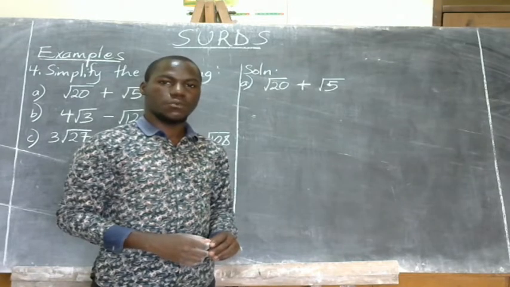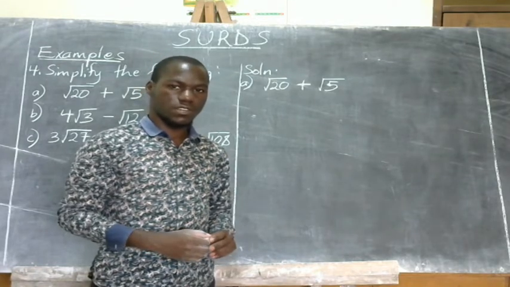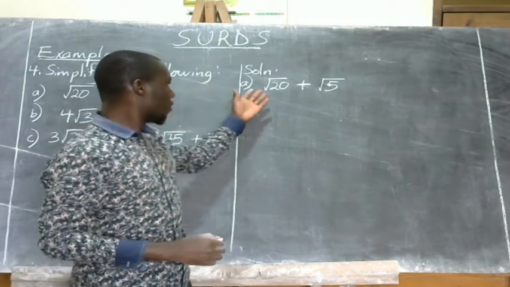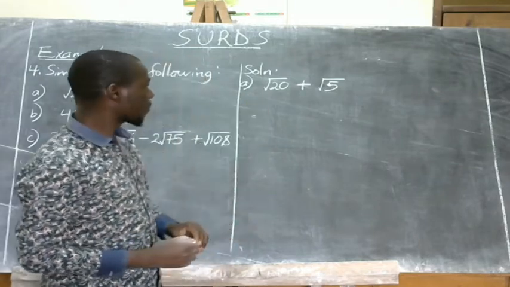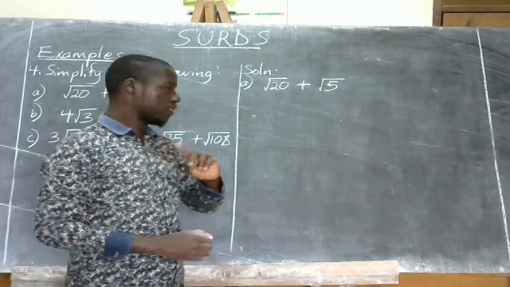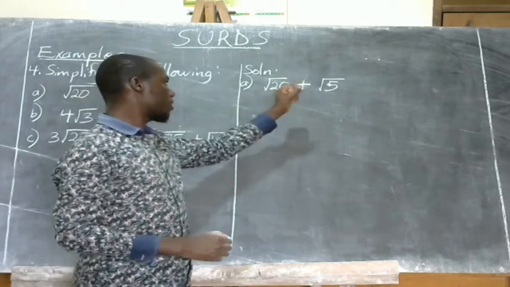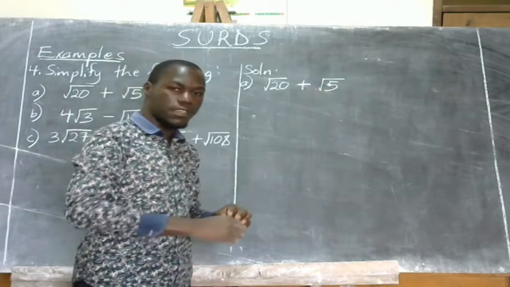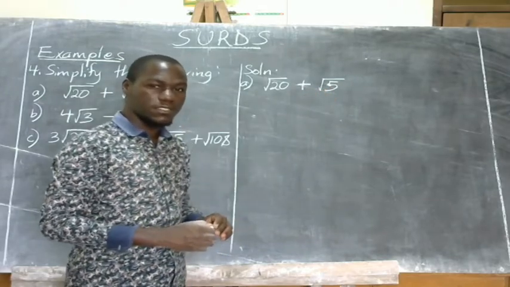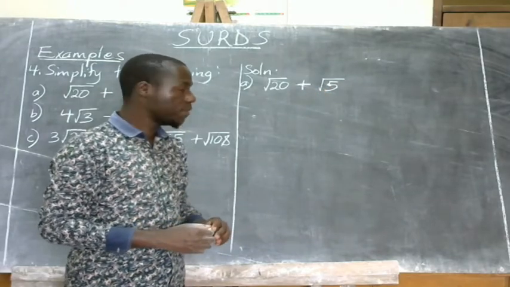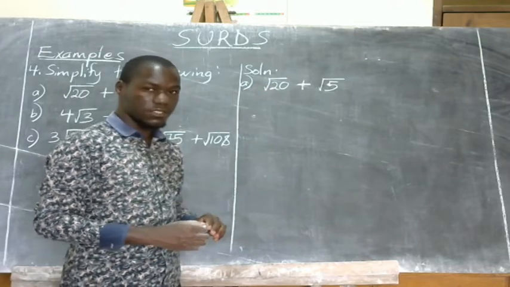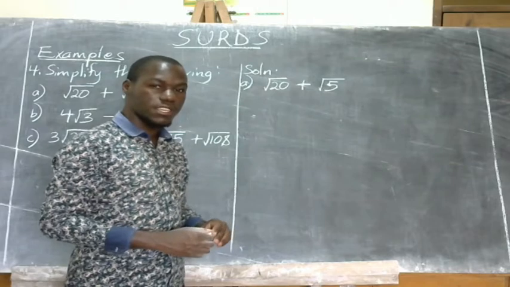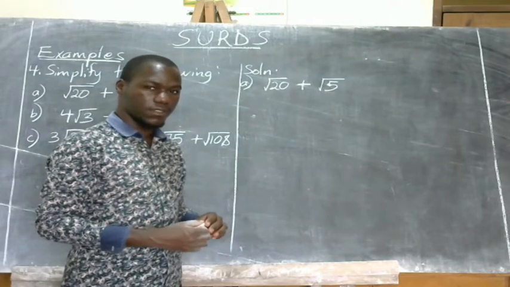Example 4, we are still on the addition and subtraction of surds. When you look at part A there, we have 2 terms there. One is root of 20 and another one is root of 5. You can see root of 5 is in the simplest form of a surd, but 20 is not. So what I'm going to do is to first make 20 to be in a simplest form of a surd.